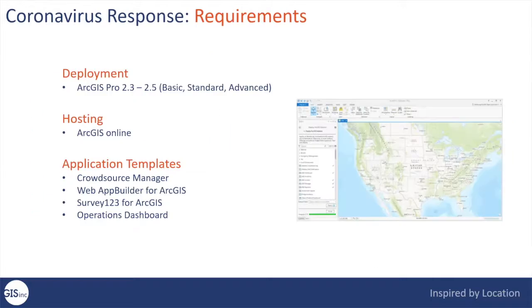Now, in order to get up and running, there are a few requirements. You need to have ArcGIS Pro, either version 2.3 or higher, and that could be either at the basic, standard, or advanced version, access to ArcGIS Online or ArcGIS Enterprise, and then the applications that you'll leverage, these templates, will be found in either the Crowdsource Manager, one of the web app builder applications that's created for you, Survey 123 for sure, that case reporter will use that, and then the operations dashboard.